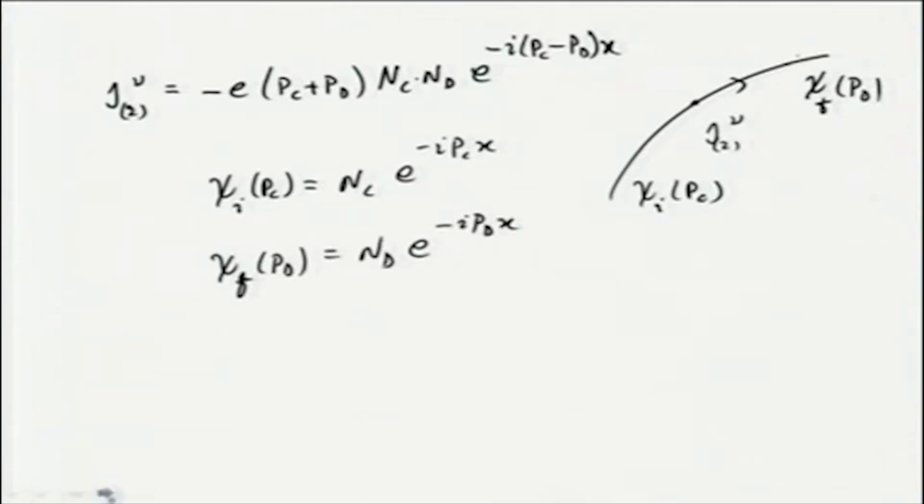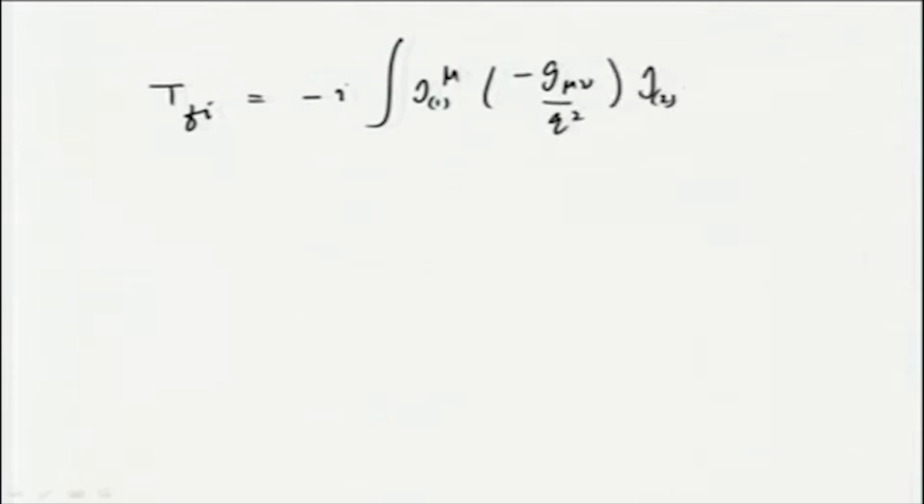So, we have J1 and J2 put together in the transition amplitude T_fi, which gives us minus i times the integral of J1 mu times minus g mu nu over q squared times J2 nu, d4x. This is our transition amplitude, where q is essentially the momentum transfer. So, from the point of view of current 1, particle 1, it is p_A minus p_B, the four-momentum transfer.